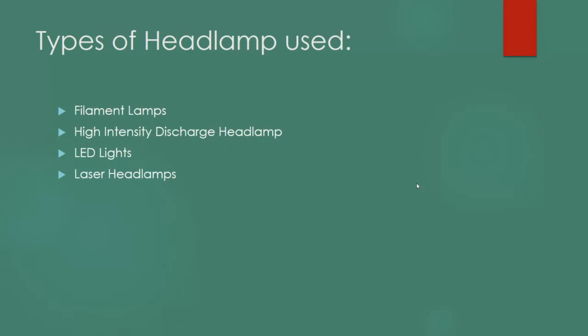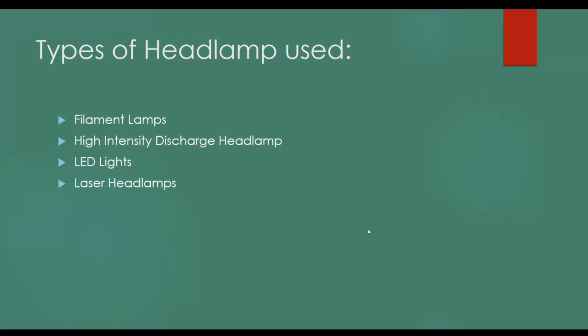So let's come to the headlamps used. These are the four types of headlamps used. First one is the filament lamps. These were used in the older days. Now HID and LED lights are used. HID is high intensity discharge headlamps. LED is light emitting diodes. And nowadays laser headlamps are also used. This is coming in very expensive luxury cars.